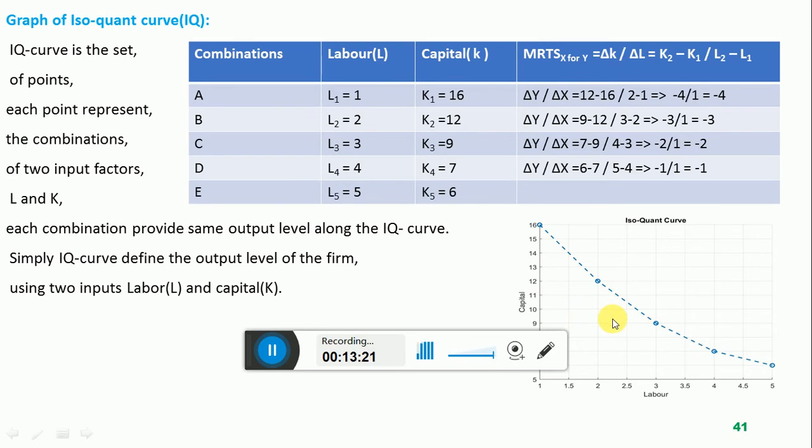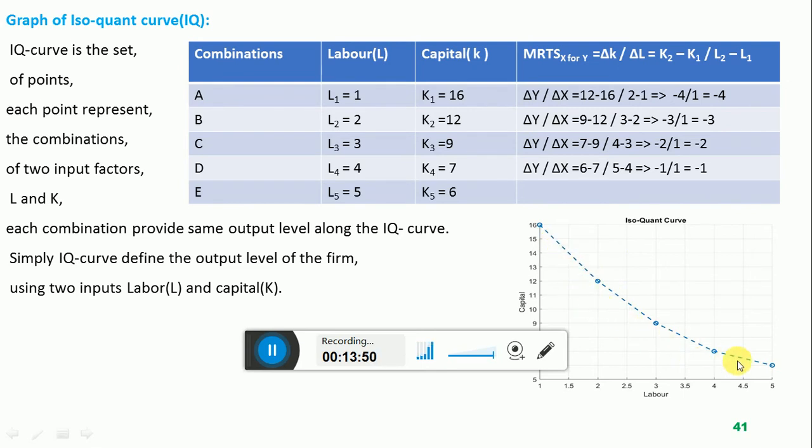So again this is like indifference curve. This is a negatively sloped curve, and isoquant is the set of points. This is very clear from this graph: point 1, point 2, point 3, point 4 and point 5, A, B, C, D, E. And this is the table to develop this isoquant curve. Isoquant curve is a set of points where each point represents the combination of two input factors, and the isoquant curve represents the output level.